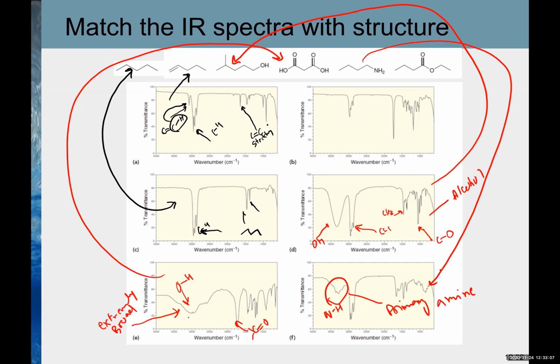We have one left, and that has to be the ester. What is this peak? CO stretching. CO stretching. And what is this peak? The C. Oh yeah, right. And then last, let's finish it off. What is this one? CH stretching.